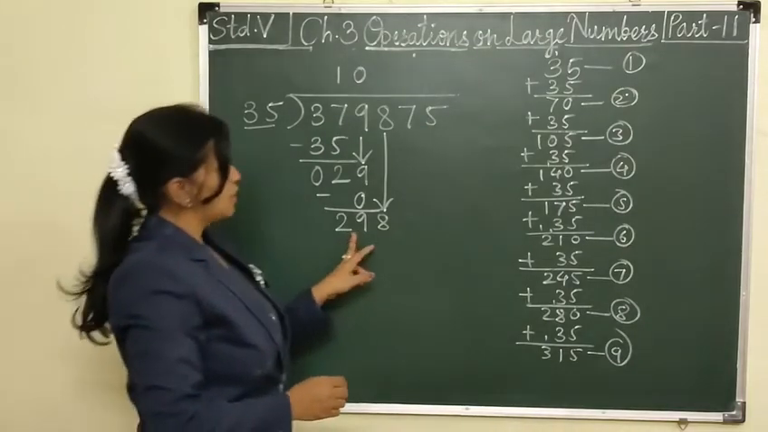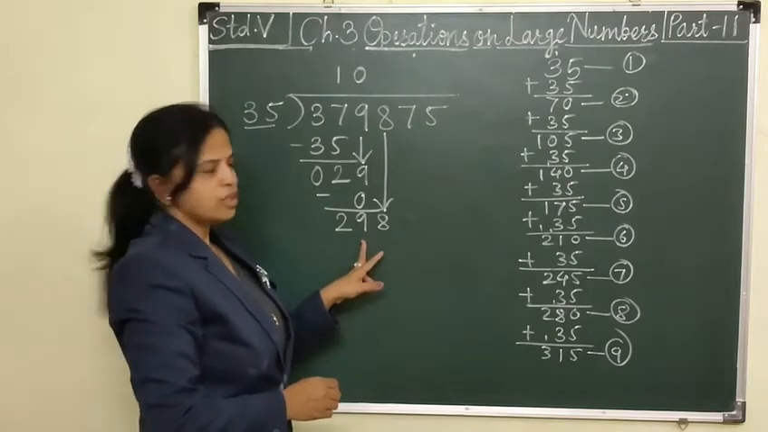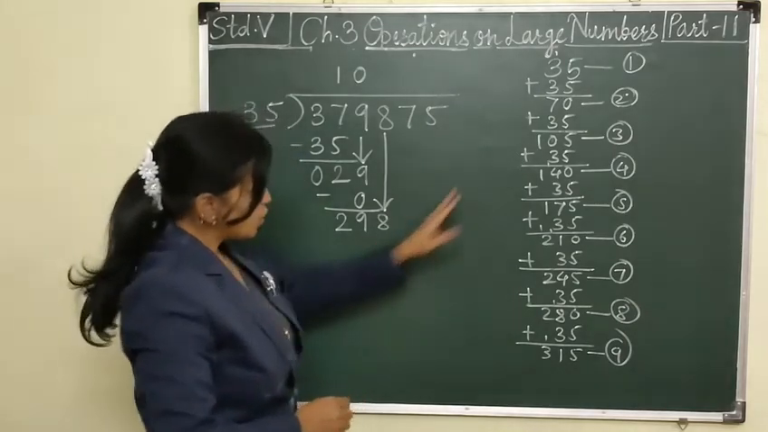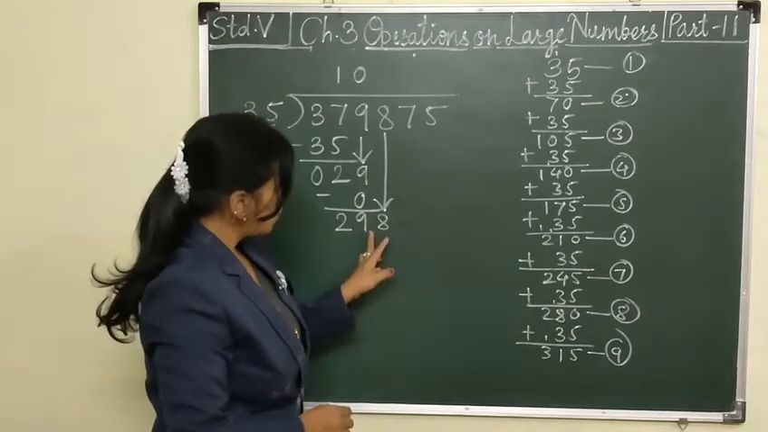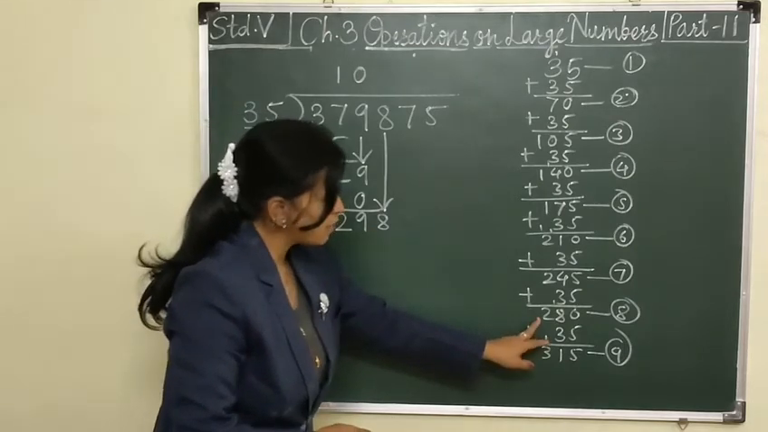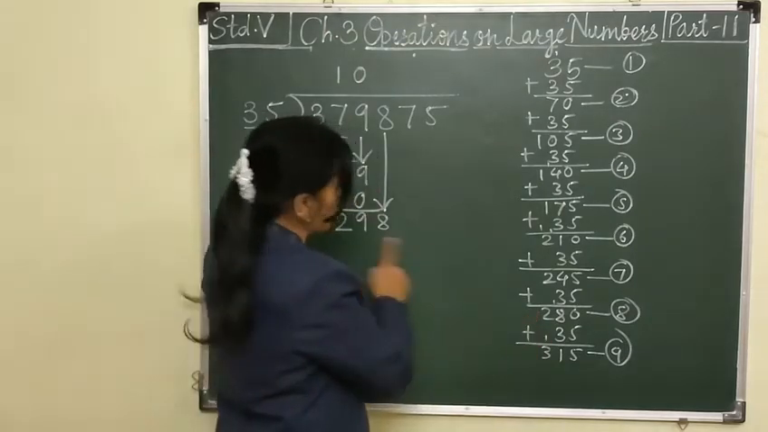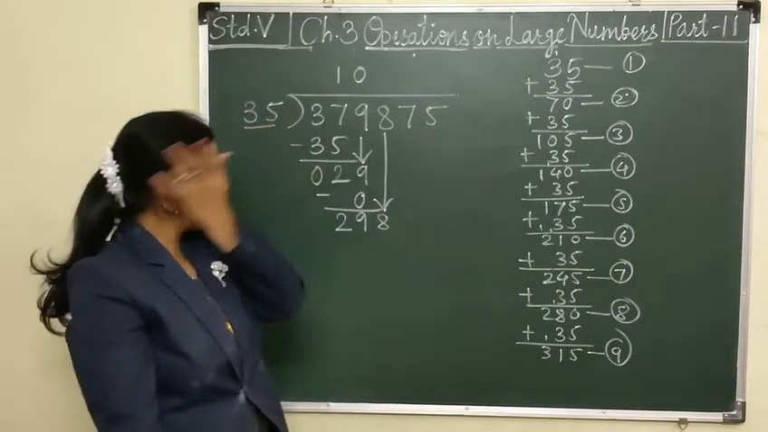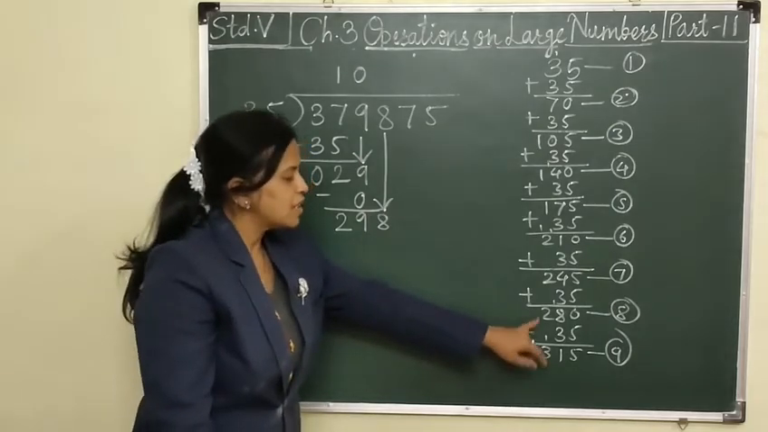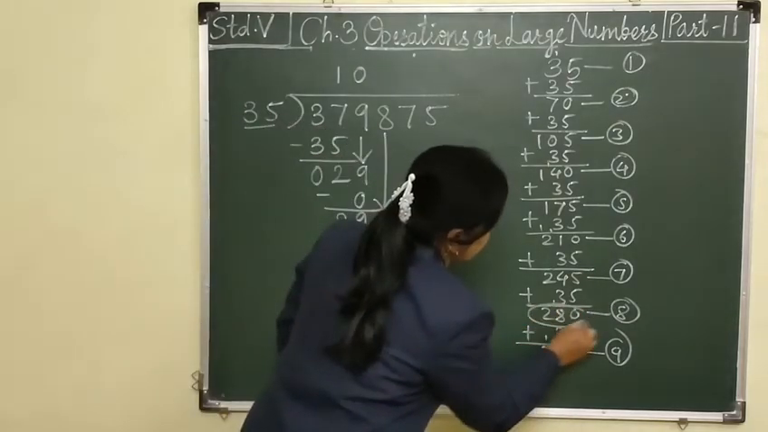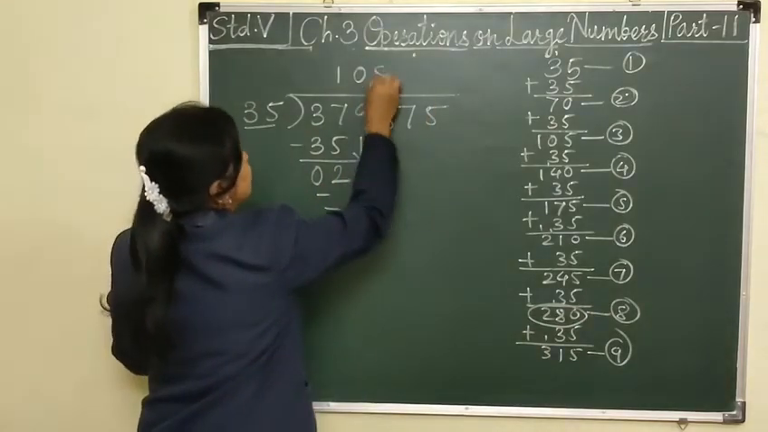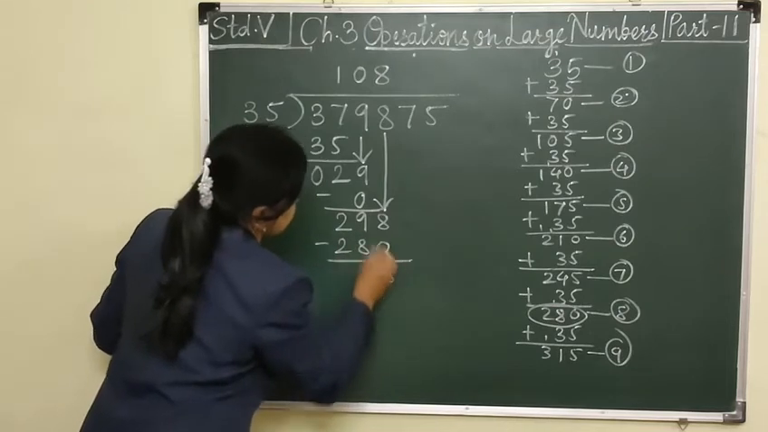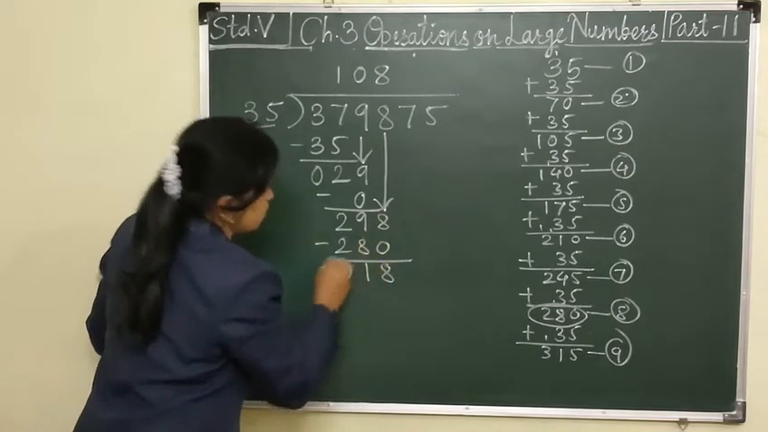We have to check whether a number greater than 298, or exactly 298, is there in this table or not. 298 I cannot get here, but from 298 which number can we subtract? 280. I have done the table till we get a number greater than 298. This is 315, which is greater than 298, but I cannot subtract it, so I will subtract 280. Put the quotient 8 and minus 280.